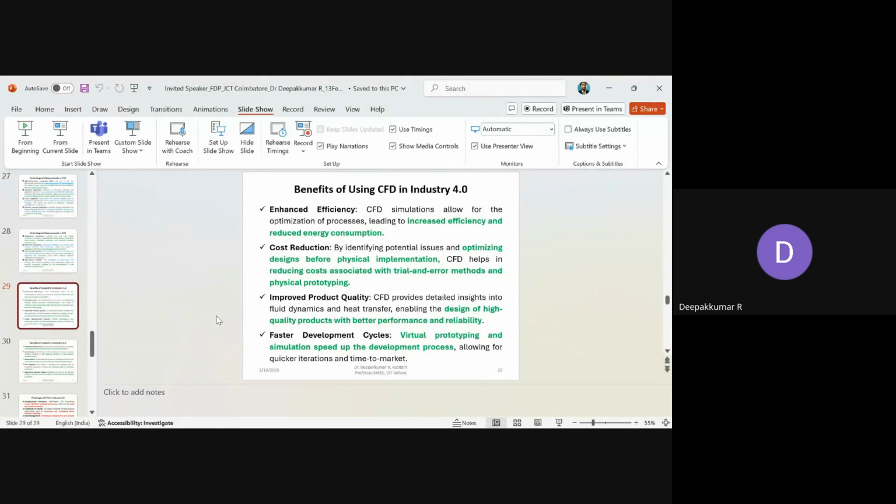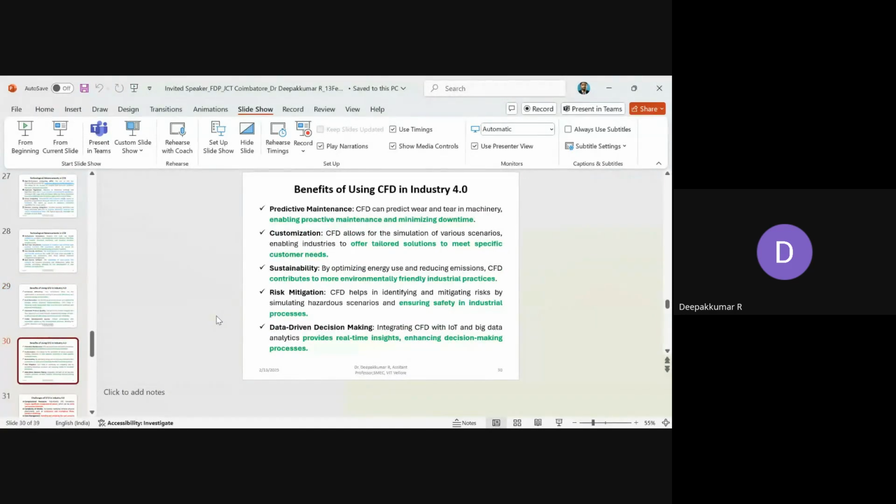Generally we engineers are working on either the development of an existing design, or we go for the development of a new product. So these are the two major focuses in R&D: one is improving the performance of an existing product, or you are going to develop a completely new product. For both cases, this CFD simulation tool will be useful, and you can attain a faster development cycle.